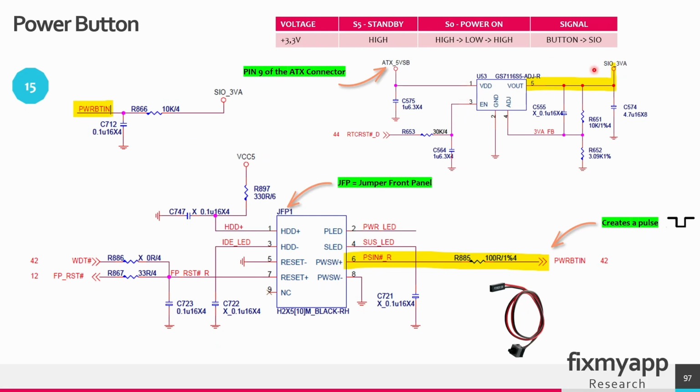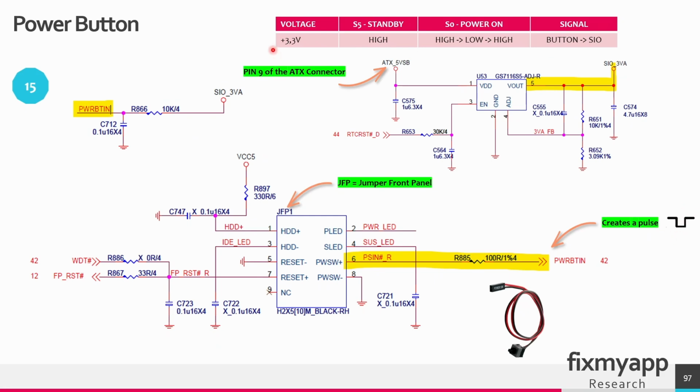In the previous video you saw how we created the SuperIO 3.3 volts. It derives from the 5 volt standby voltage from the ATX power supply. This is the 3.3 volt that was created in the standby sequence. This is the pull-up resistor. It will pull this power button in signal to high. When the power button is not pressed, this signal will stay high because of this pull-up resistor. So it will be around the 3.3 volts. And when you press the power button, it will short this signal line to ground, which will create a pulse. The 3.3 volt will go to 0 volts and back to 3.3 volts.